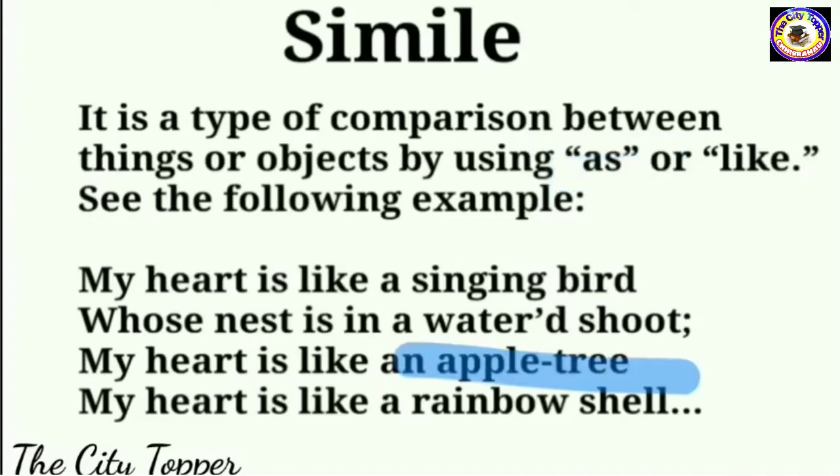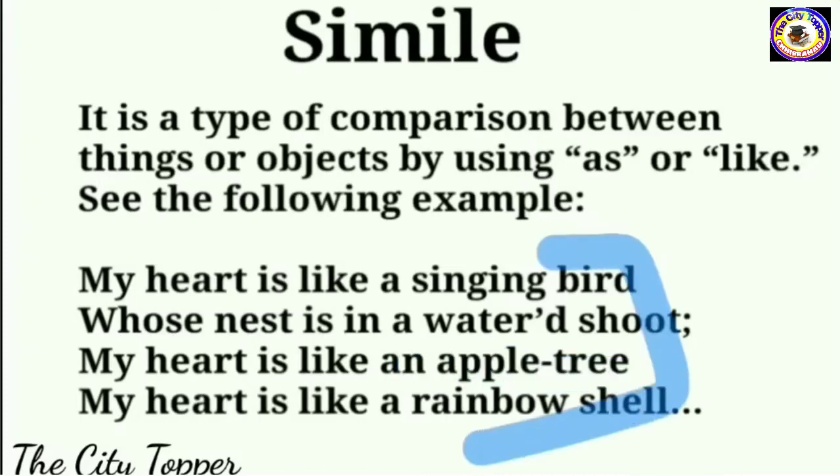Along with that, the poet compares the heart to a happy bird in a nest, an apple tree full of fruits, and a beautiful shell in the sea full of peace and joy. Okay, so this is a wonderful example of simile. The lines are taken from A Birthday, written by Christina Rossetti.